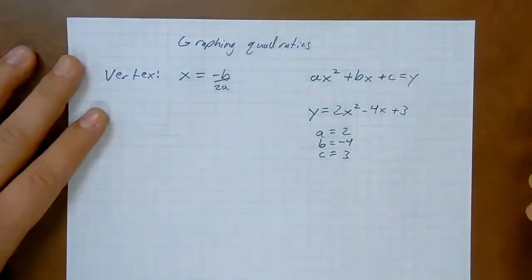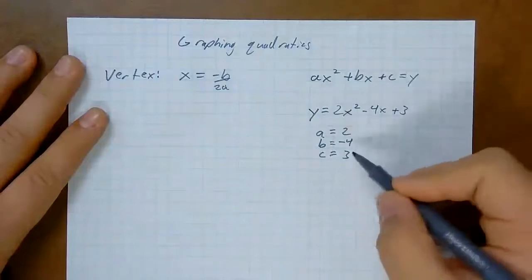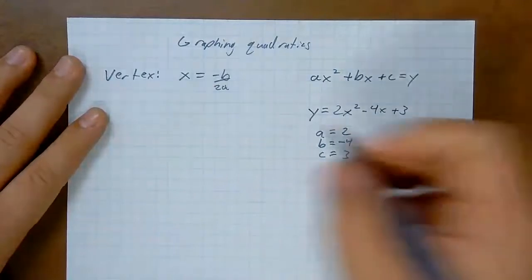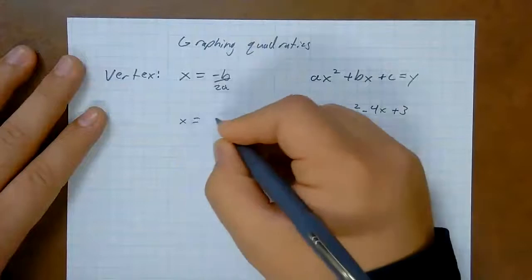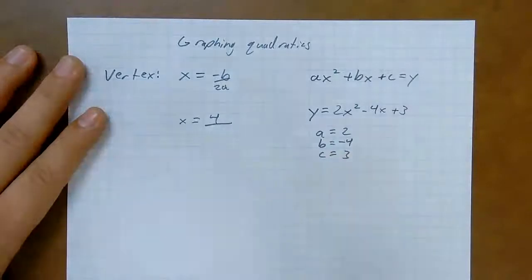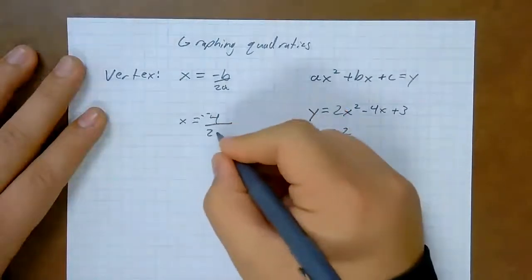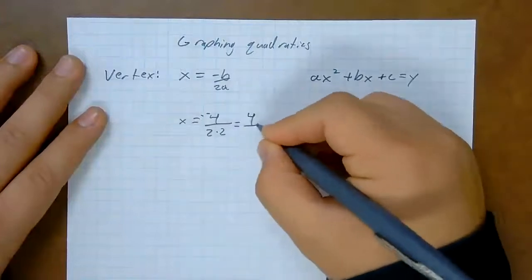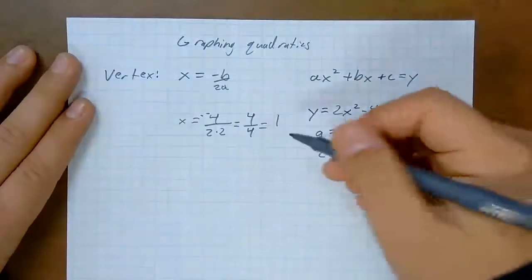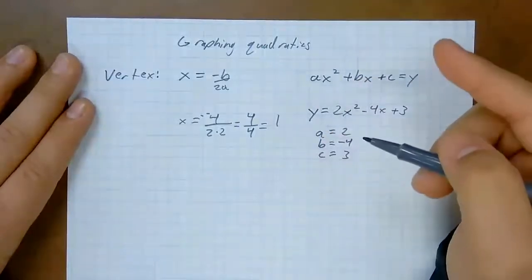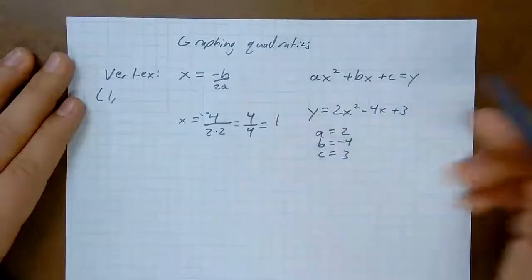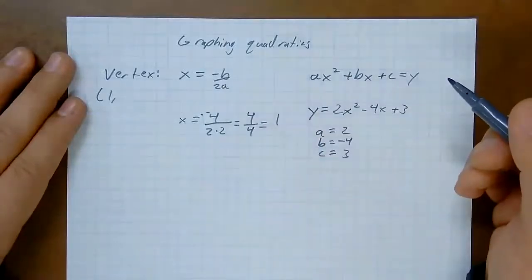In order to find the x value of this vertex, we need to find negative b over 2a. So if b is negative 4, it means negative b, that's negative negative, it's positive 4. The x value is going to be 4 over 2 times 2. We'll see it as negative negative 4 over 2 times 2. So this is 4 over 4, and that equals 1. So the x value of our vertex is 1. So our vertex is going to be 1 something. So that's the x value, negative b over 2a.